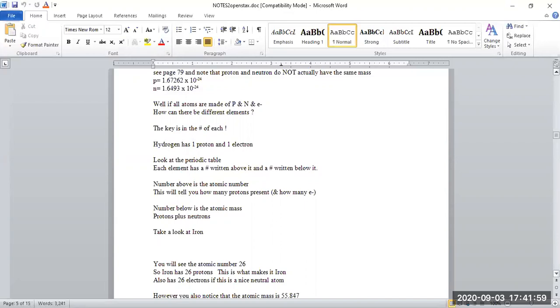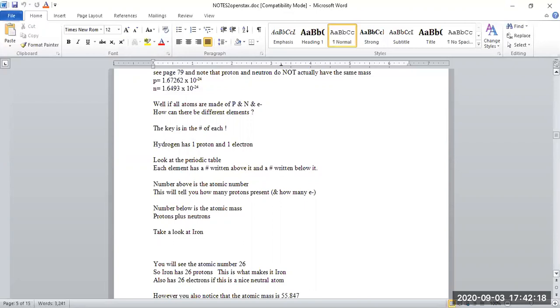So let's pick on hydrogen, the tiniest. Hydrogen doesn't even have any neutrons in its normal state. Hydrogen has 1 proton and 1 electron. That way we have 1 positive and 1 negative, and everything cancels out, and no neutrons at all.